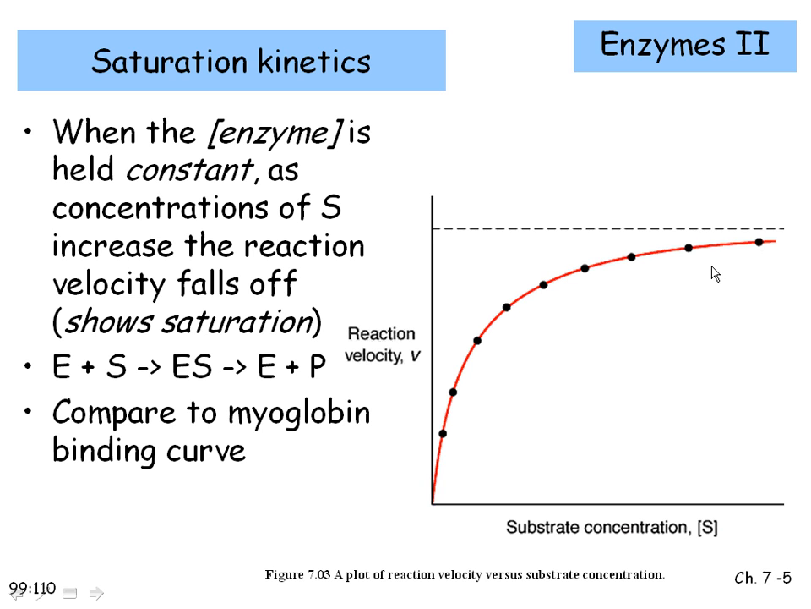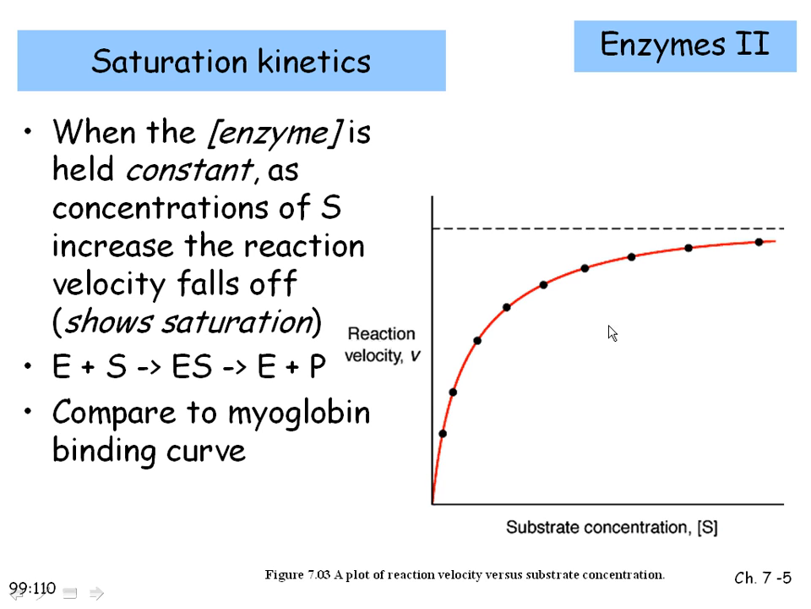And it should look a little bit familiar, because a curve like this is rather like a myoglobin binding curve. It's called a hyperbolic binding. And what we're seeing as this curve tapers off is what's called saturation. That is, at some point, the amount of enzyme you have in there right at that moment is going as fast as it can. You can't get it to go any faster by adding more substrate.